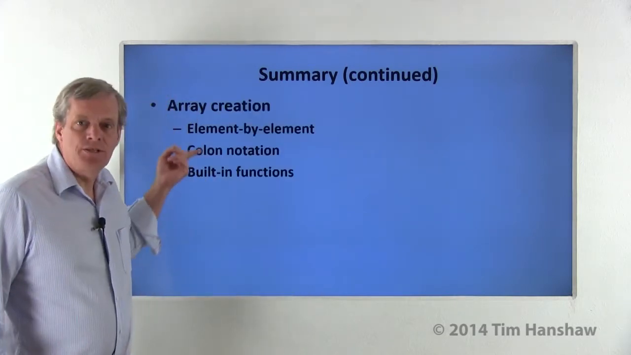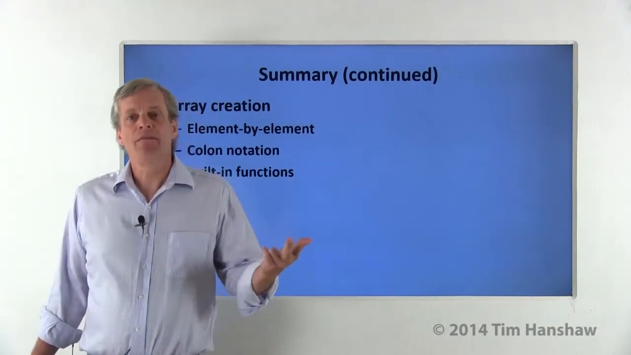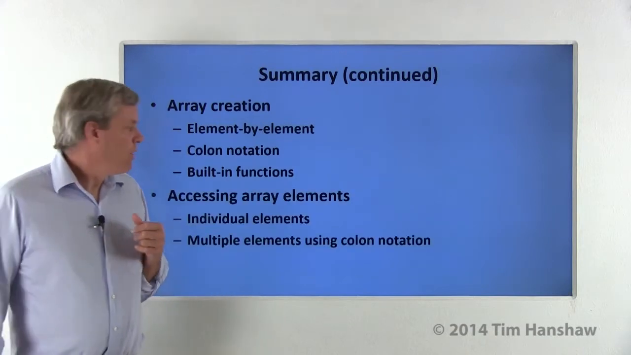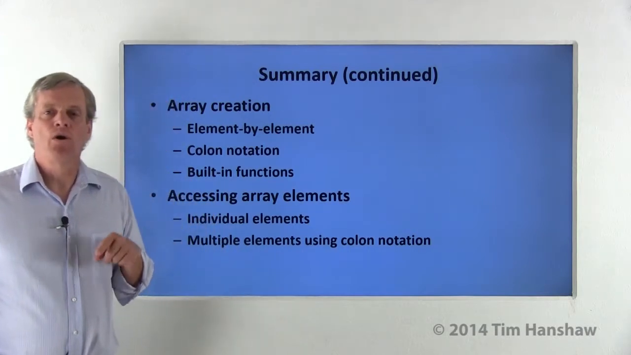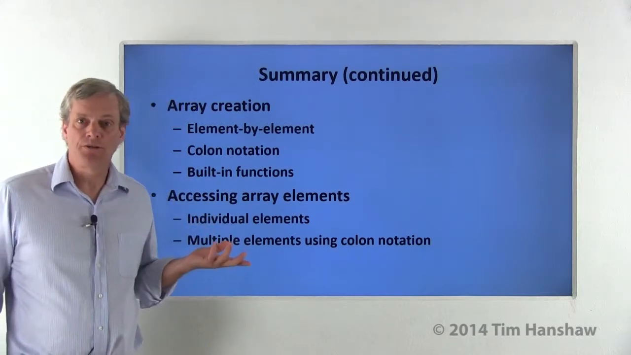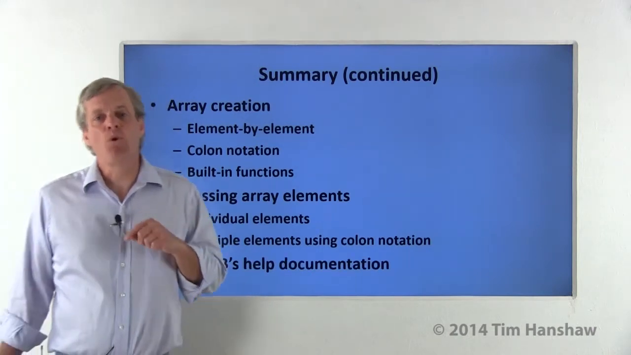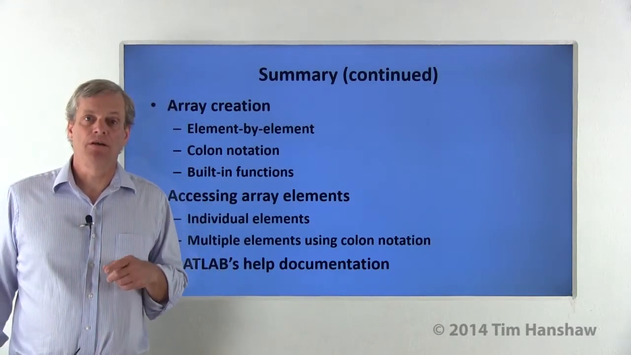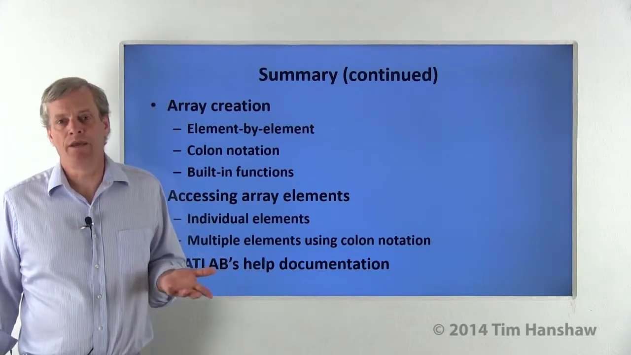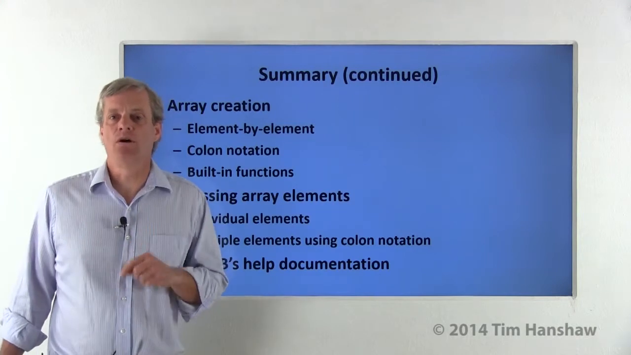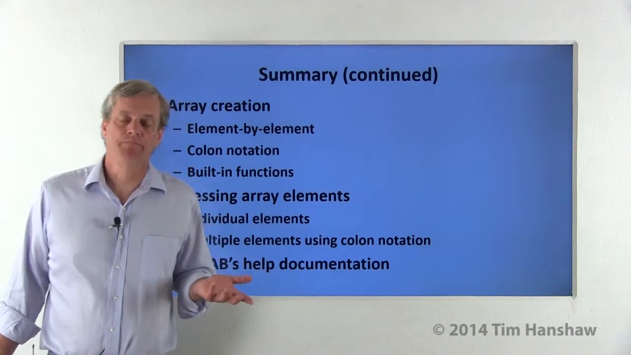We talked about several ways to create arrays. We created them by specifying individual elements, by using colon notation, and by using some built-in functions. We also talked about addressing specific elements of an array by explicitly providing row and column numbers or by using colon notation. Finally, we talked a little bit about MATLAB's help documentation. It's important to be able to use MATLAB's documentation effectively. There are literally thousands of MATLAB commands, almost all of which can be used in multiple ways. There's no way anyone can remember all the uses of all these functions. You need to be able to look up the commands to remind yourself how to use them.